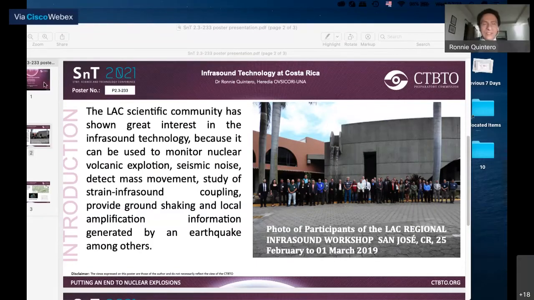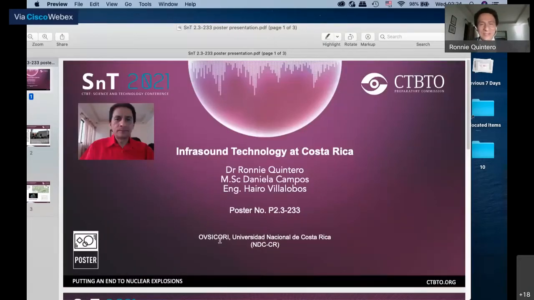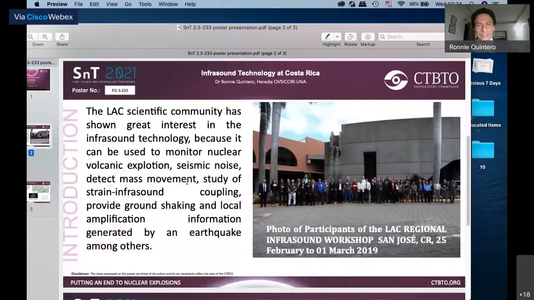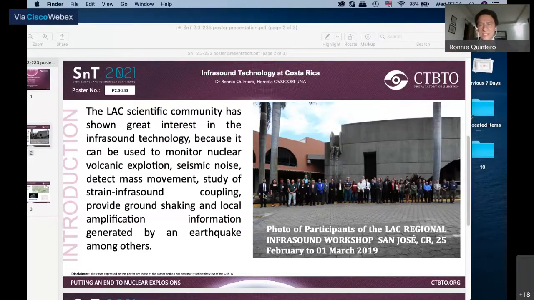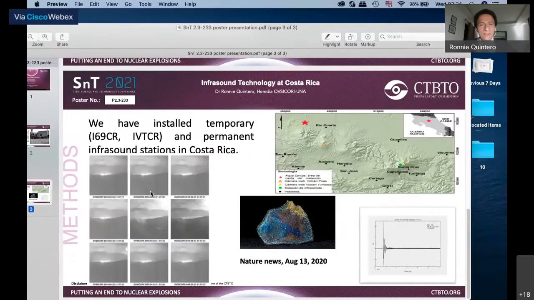Okay, greetings from Costa Rica. My name is Ronnie Quintero. I work at the University of Costa Rica. We are really new to this infrasound technology, but we have had big input from the capacity building of the CTBTO. We organized a Latin America congress here in Costa Rica 2 years ago. We also installed some temporary stations. We were lucky that at the time we installed this temporary station with the CTBTO organization, we captured one of the bolides, or meteorites, that you can see in the Nature news this last year. And that was really important.